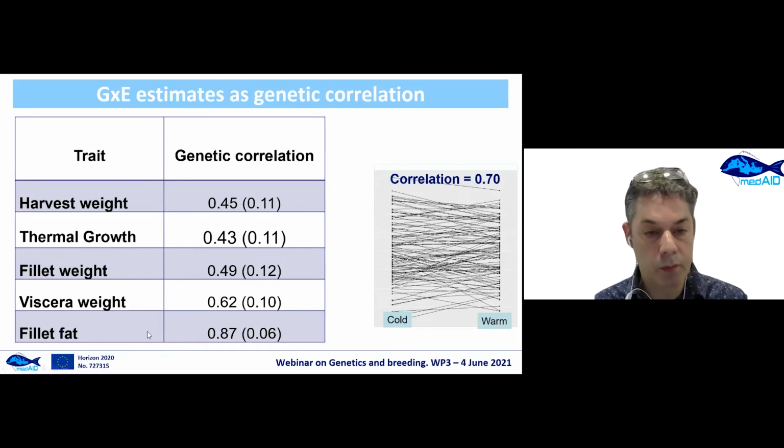We also saw that for fillet fat, we have a quite high correlation, 0.87, so almost 0.9, which means that the genetic value for a parent to produce fillet fat levels in Spain versus Greece are quite similar. So if you select in one environment, you expect a similar response also in the other environment.